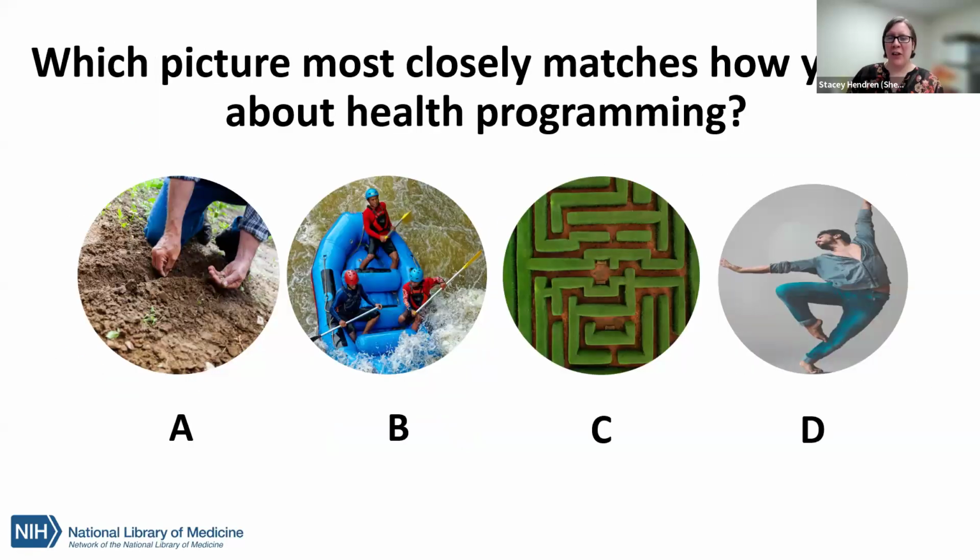So when you think about health programming for your community, which picture most closely resembles how you feel? Please put the letter in the chat. A is hands planting seeds in the dirt. B is a raft in white water. C is a large hedge maze. And D is a ballet dancer. If you're up for it, when you add your letter, please put a little note on why.